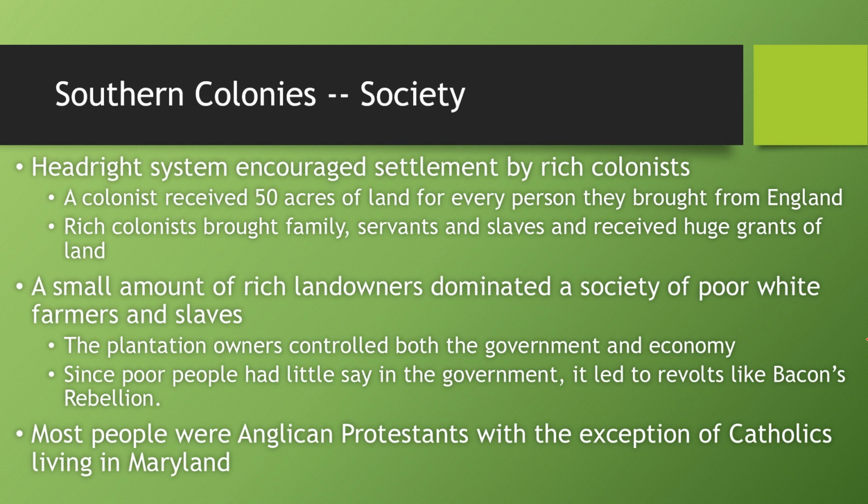These plantation owners controlled both the government and the economy. Since poor people had little say in the government, it led to revolts like Bacon's Rebellion that we're reading about, and lots of slave revolts. Most of the people that lived in this area were Anglican Protestants, with the exception of the Catholics that were living in Maryland. So in terms of religious beliefs, this is an area that's fairly unified in what they believe in.